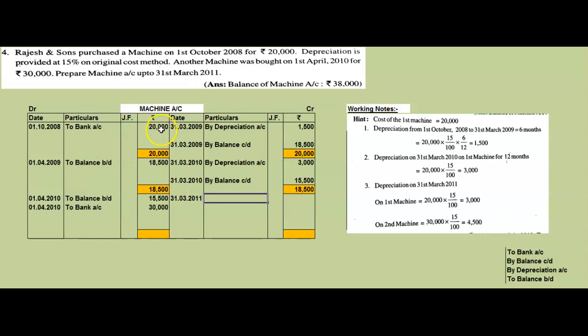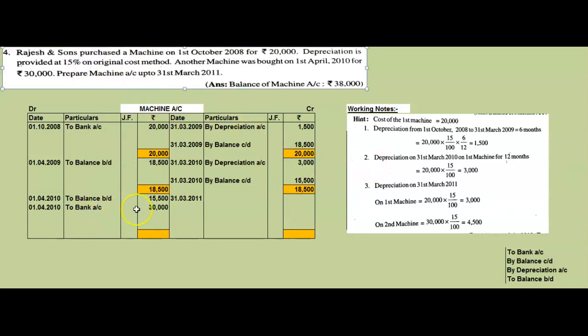First we will take depreciation on 20,000 at the rate of 15% for full year. Then we have to take depreciation on 30,000 at the rate of 15% for full year. So see here, depreciation on 31st March 2011. What they have done? Depreciation on 31st March 2011. How they have done? On first machine. Clearly he has given. On first machine, what is the value of machine?